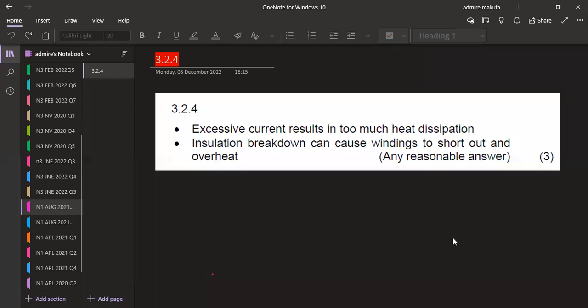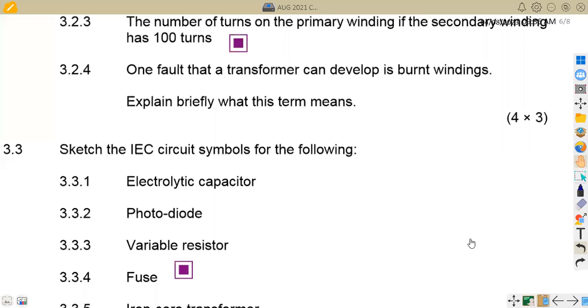So this is an excessive current that results in too much heat dissipation. That is, the insulation breakdown can cause windings to become shorted out and overheat. So any reasonable answer that you have in this case, that is the one that was actually needed. All right, so that was the exact thing, I don't know if it is clear. Let's check another question in this case.